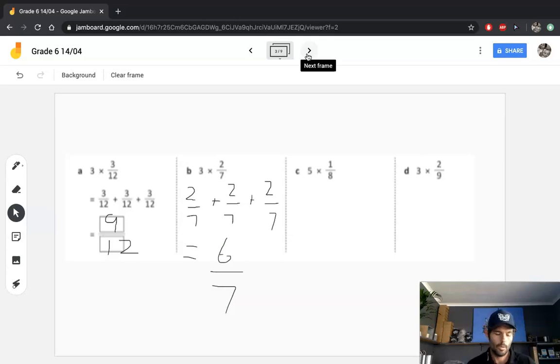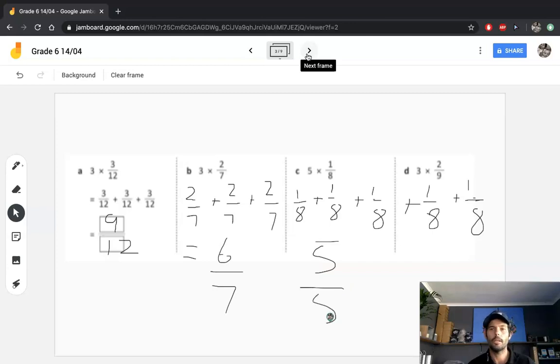Okay, for C, we've got 5 times 1 over 8. So we're going to have 1 over 8 add 1 over 8 add 1 over 8. And I'm just going to go into the next box for now. Add 1 over 8 and add 1 over 8. All the denominators are the same. So there are 5 numerators with a value of 1. So 5 times 1 is 5. And we keep the same denominator.